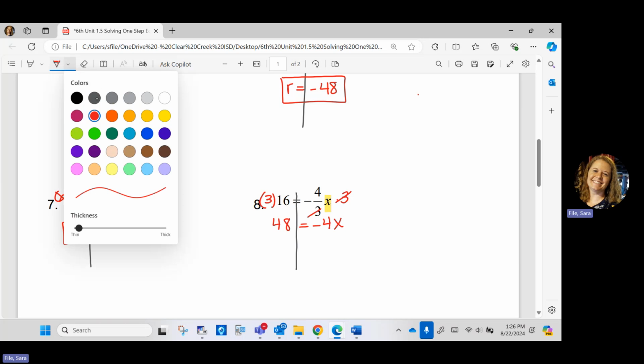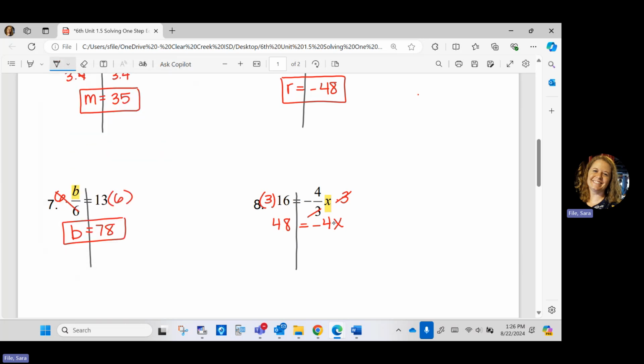Then, to get rid of the -4 that's being multiplied, I'm going to divide. So that gets rid of the -4. It eliminates over there. So then I've got 48 divided by 4 that I can enter in my calculator, which is 12. But I need to know that a positive divided by a negative is a negative.